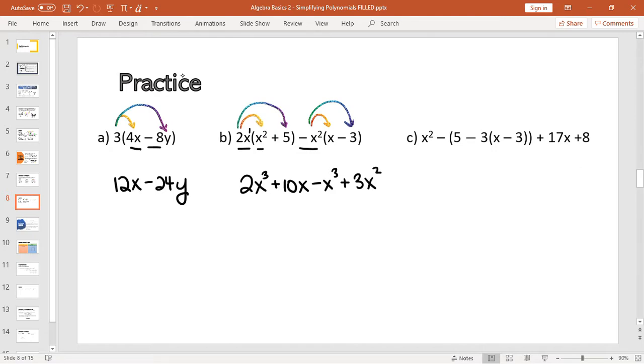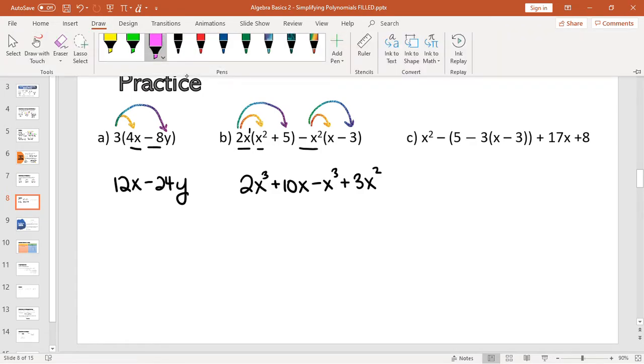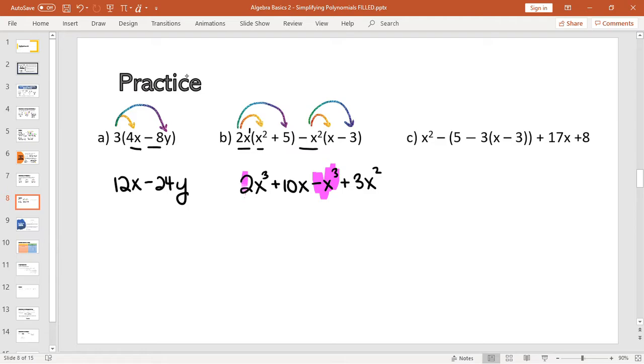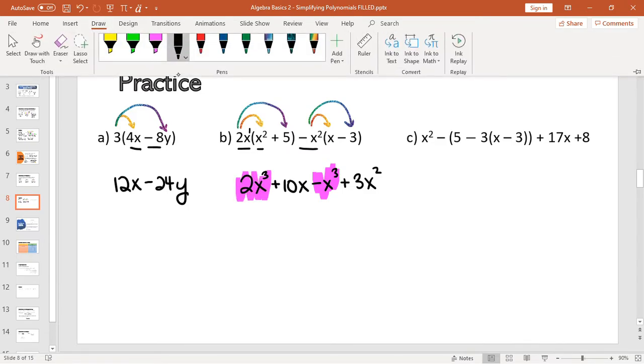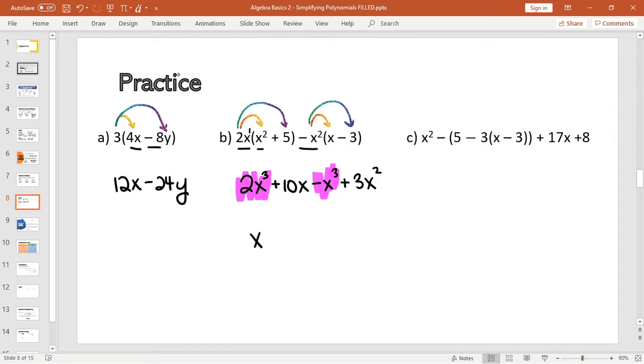And then we're going to be able to do some further combining in this one. So I'm looking through and I see that I've got a couple of x cubes that can combine. So I'm going to combine them. 2 minus 1 is 1. You can write it in front if you want. Probably best if you just write x cubed. And then we have rearranging, so they're in descending order. 3, 2, 1. Done.